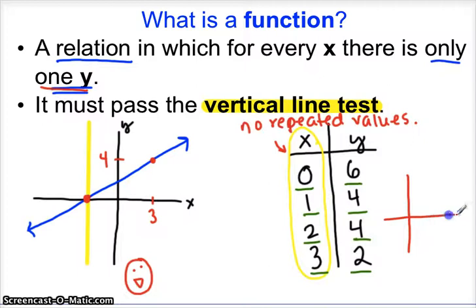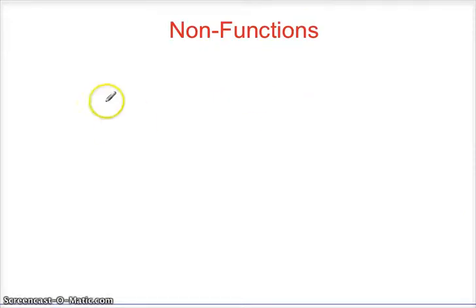If I graph these two points, the point (1, 4) and the point (2, 4), I don't have to worry about passing my vertical line test. If I drew a vertical line through both of those points, it would only cross them once. So no big deal there. Let's look at some non-functions.